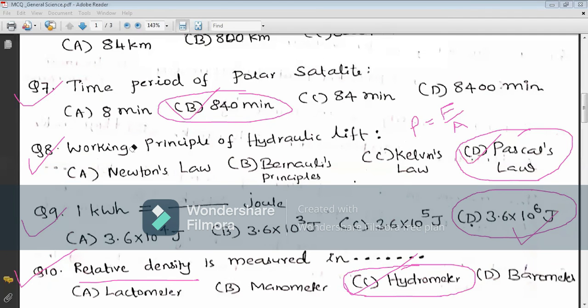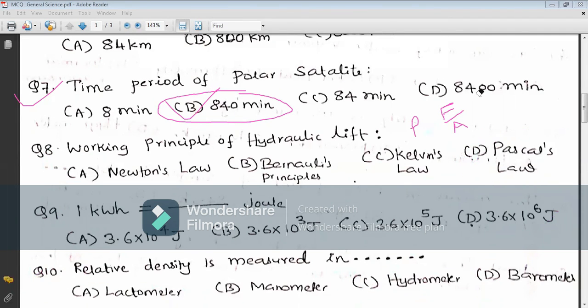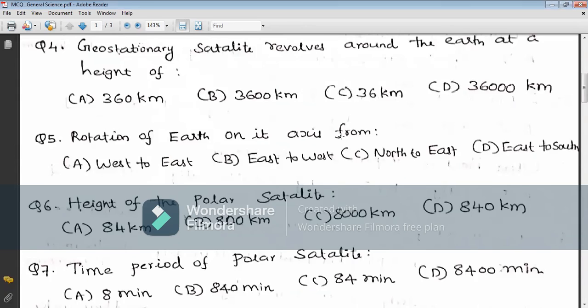I hope these questions are very useful for you and you could get some information from this session. I'll be discussing the remaining important questions in the forthcoming session.